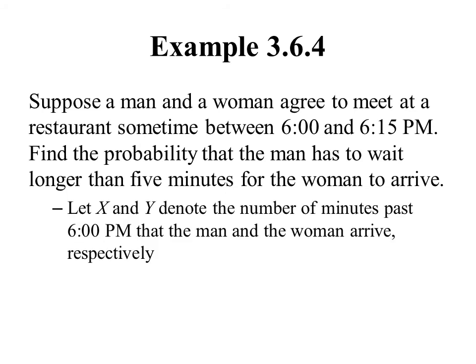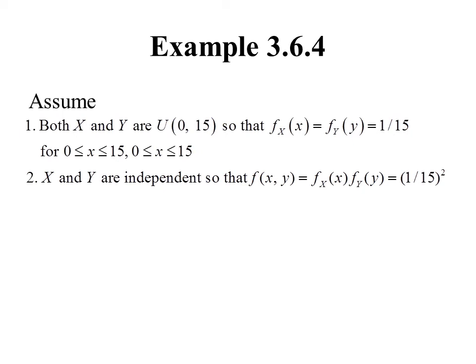And so first of all, let's define our random variables. So let x and y denote the number of minutes past 6 p.m. that the man and woman arrive, respectively. So x is for the man and y is for the woman. Now, we're going to make two assumptions about these random variables. First of all, we're going to assume that both of them are uniformly distributed over the interval 0 to 15. Now, based on the given information, that seems like a reasonable assumption. They're going to meet somewhere between 6 and 6:15, and it's reasonable to assume that all of those values are equally likely, more or less. So this is a reasonable assumption.